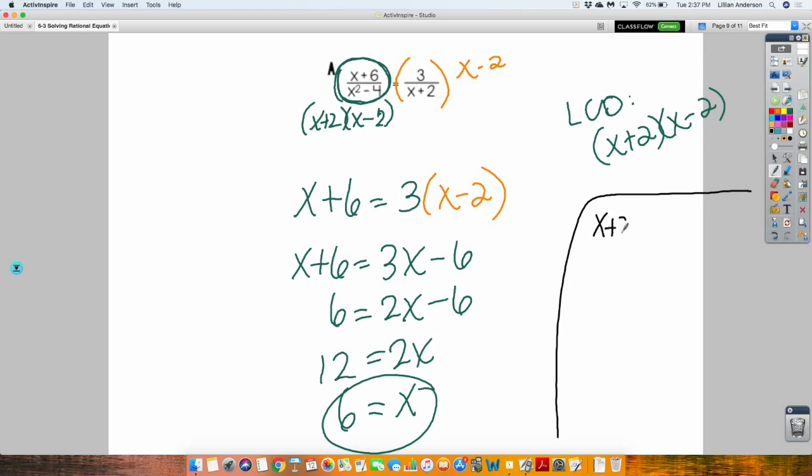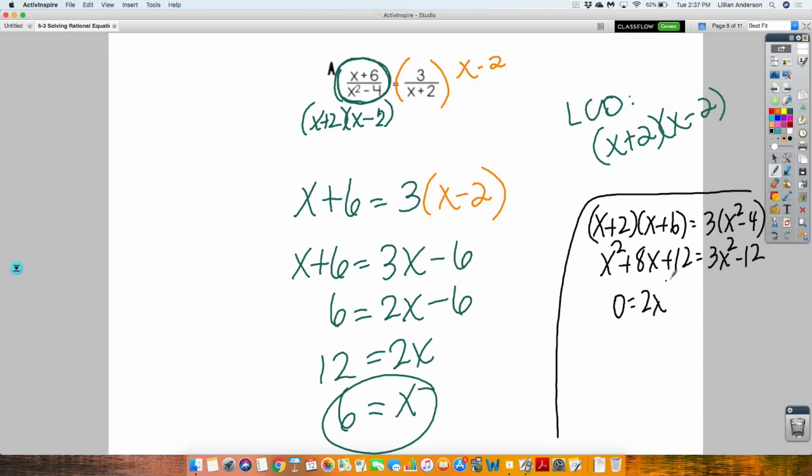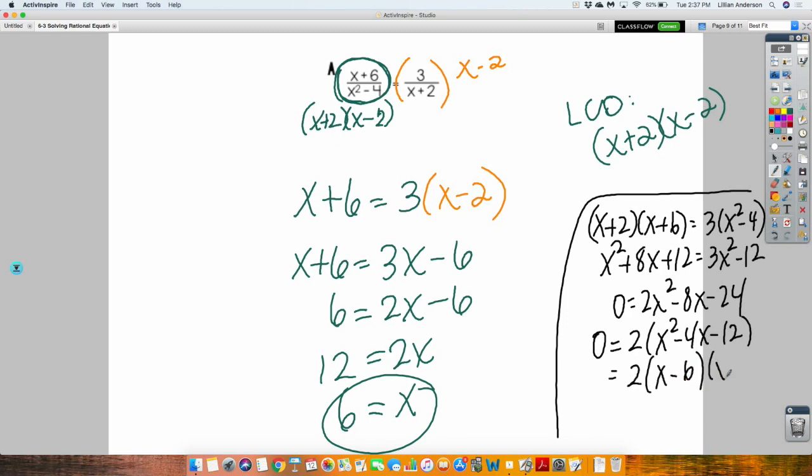And in case you were wondering, I could have cross multiplied this and gotten the same thing. I just would have had to do a lot more work. x equals 6, x equals -2.